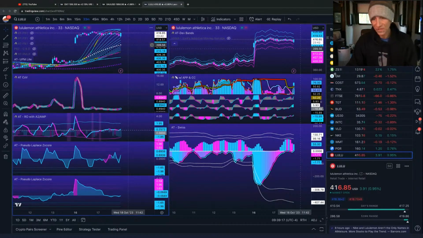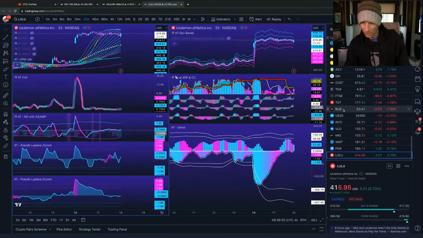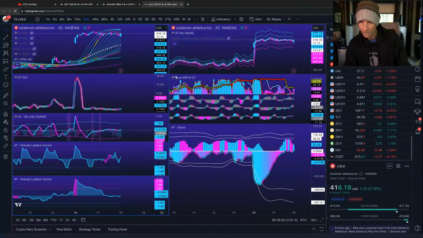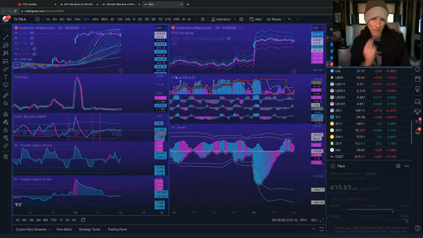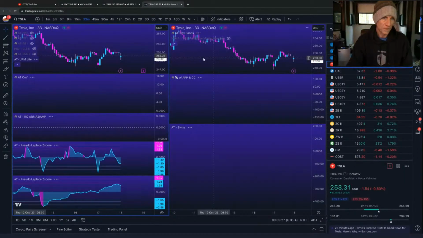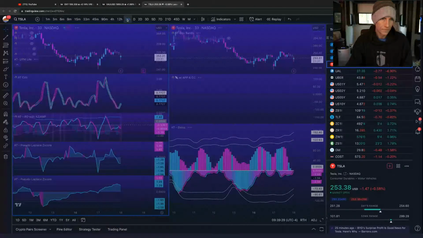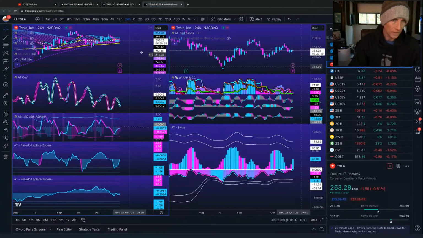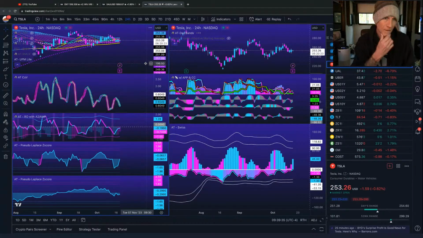So QQQ might get a little rattled. Yeah, let's take a look at Tesla. Tesla's having earnings, huh? 253, that's probably what I was thinking. Let's take a peek up here on the daily. Ooh, everything's pretty tight. Tesla's hanging out on the top side, though.